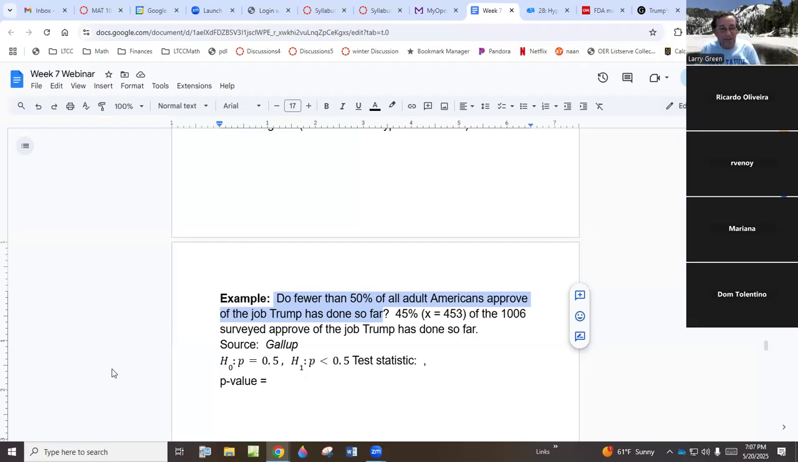By the way, I looked it up, and 45%, which was 453 of the 1,006 that were surveyed, approve of the job Trump has done so far. The source is Gallup. Sure, 45% is less than 50%, but is it enough less than 50% to have statistically significant evidence? What do you think? Let's find out. You have H naught: p equals 0.5, that's 50%. H1: p is less than 0.5. And we need a test statistic and p-value.